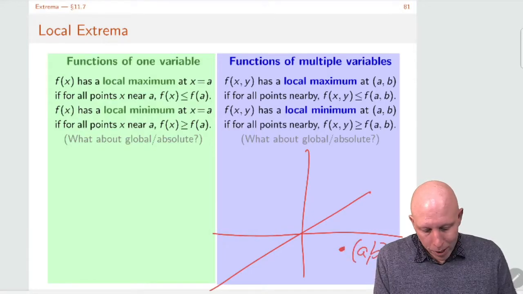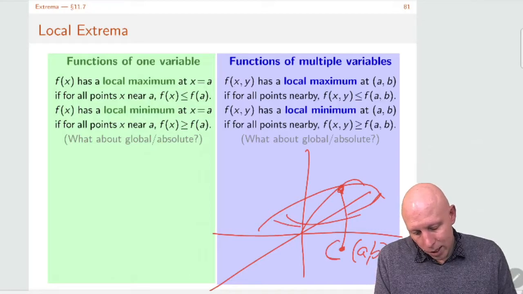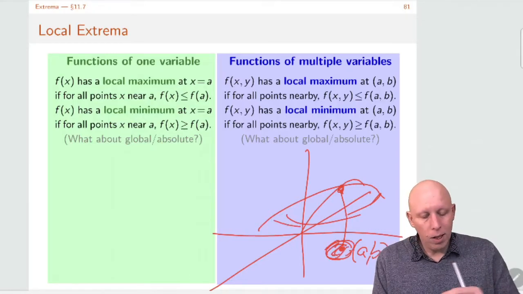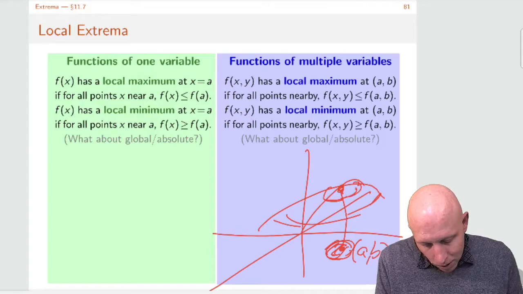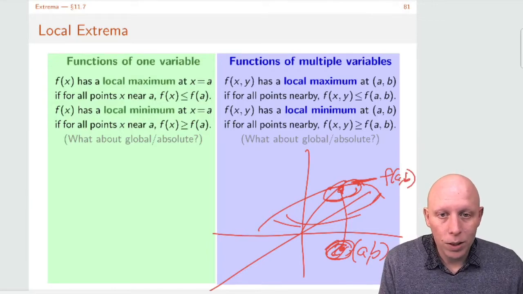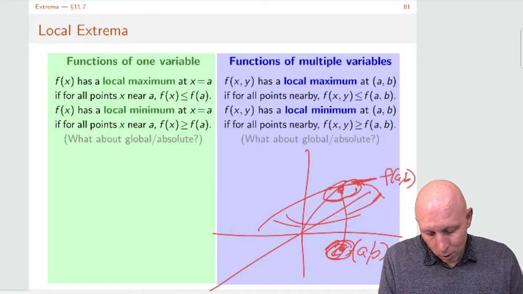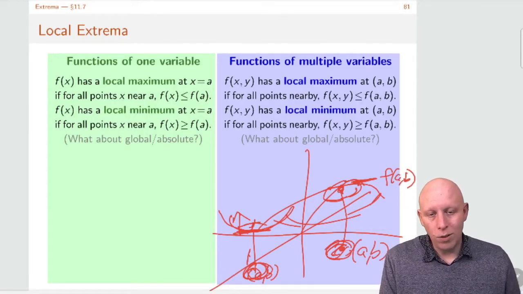We're dealing with a point (a, b), and we have some function value f of (a, b) there. What does it mean to be a local maximum? It means that if you're in some little disk around (a, b), then all the function values end up being less than or equal to f of (a, b). Similarly, a local minimum is when you're at your point (a, b) and all function values are bigger than or equal to f of (a, b) in some disk around it.